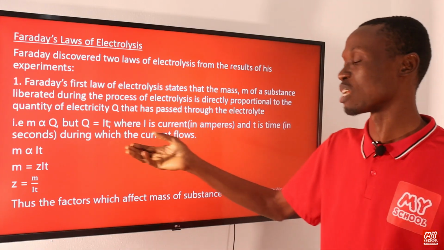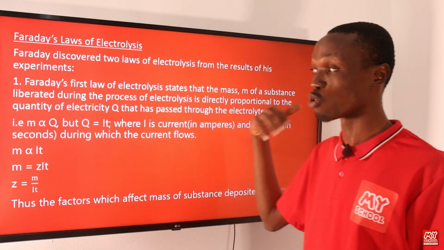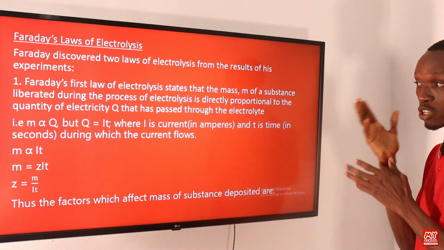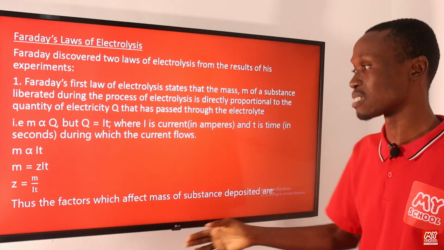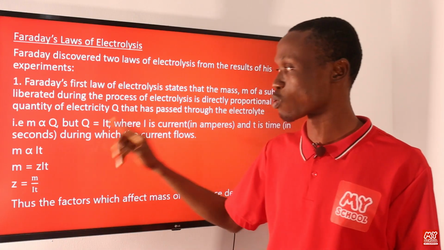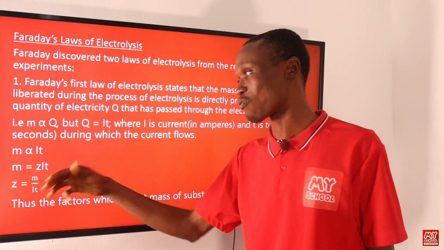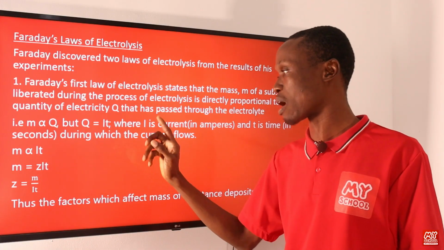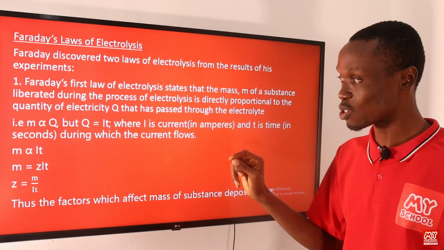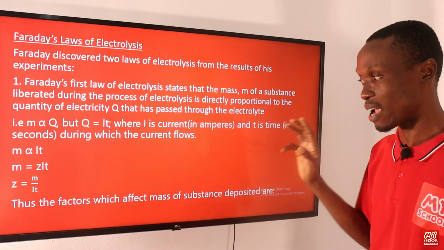So we can't actually do anything with this, so we have to introduce a constant. That constant we are introducing is Z, so that M now becomes equal to ZIT. If we decide to make Z the subject of the formula by simply dividing both sides by IT, we'll have Z equals M all over IT.